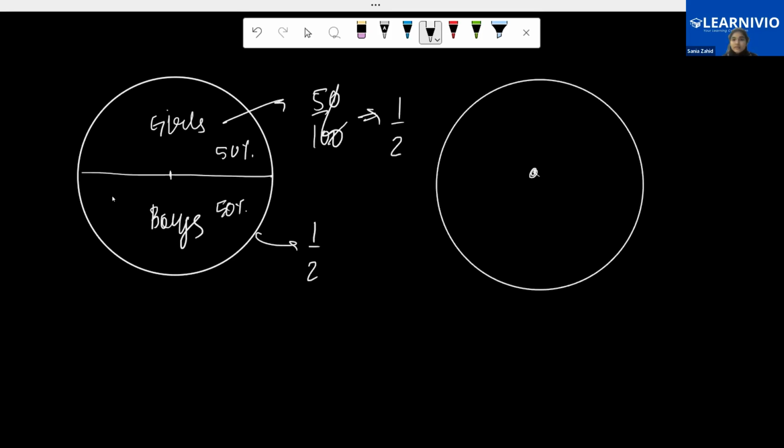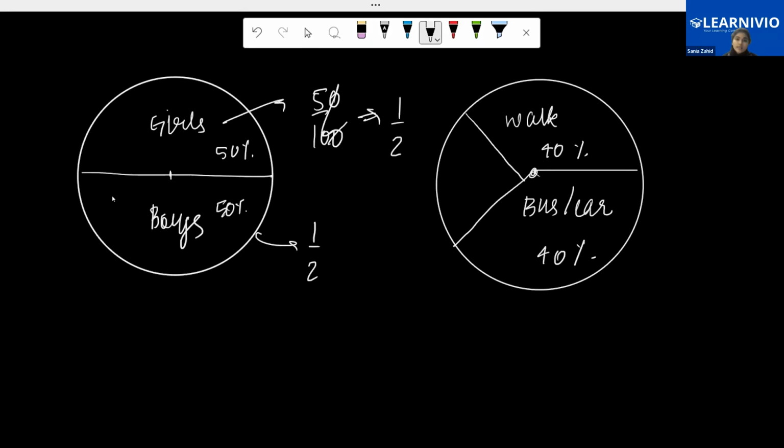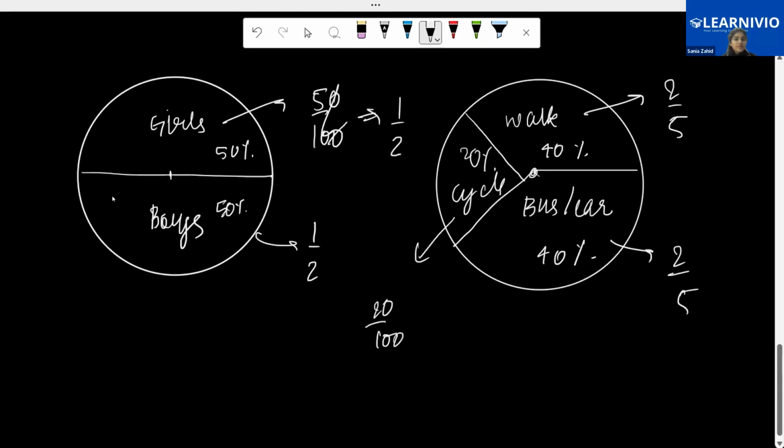Now let's suppose again you have a graph. I say you have walking time 40%. You take bus or a car 40 percentage of the time, and cycle you are using 20 percentage of the time. So what is the fraction of the time that you're devoting for walking, bus or car or cycle? How would you calculate? 40 by 100. Okay, 40 by 100 comes out to be 2 by 5 fraction. Here also 2 by 5. And here 1 by 5. 20 by 100, which is 1 by 5.